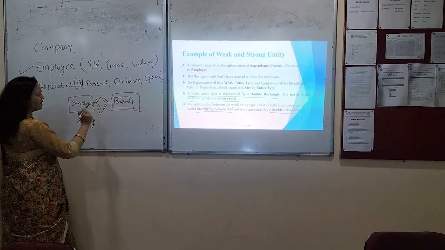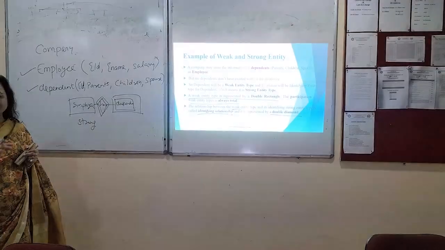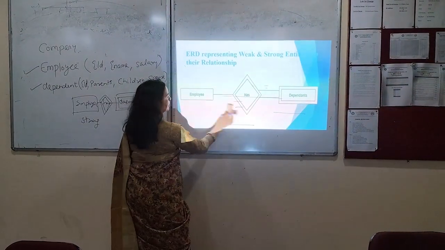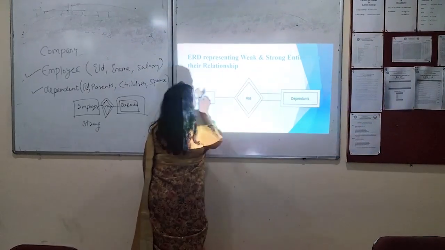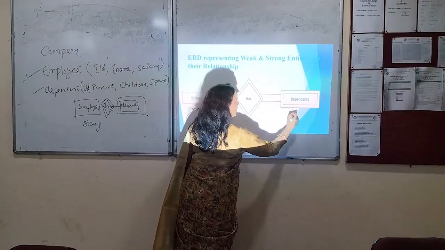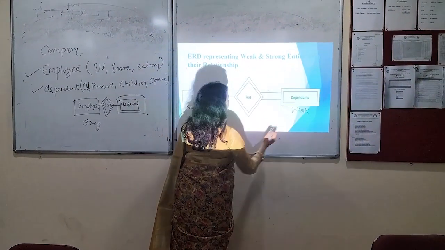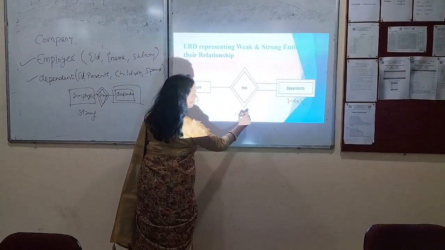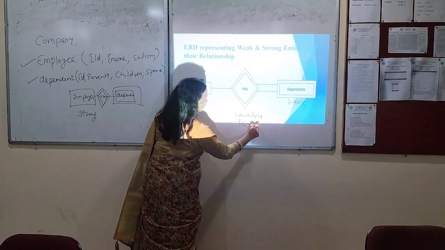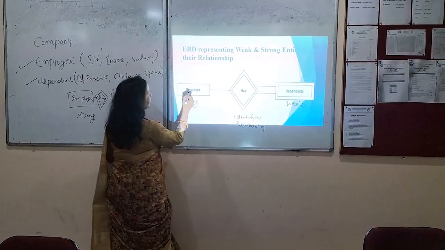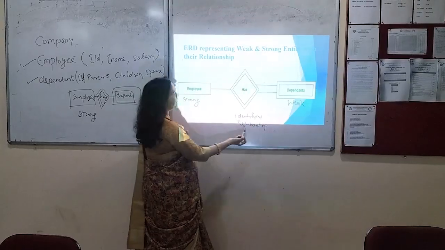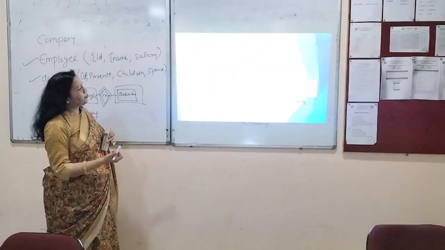So this is the relationship. Okay, I will show this in the next slide. See here, as I've told you, employee is the strong entity, right? Dependent is the weak entity, and this is the identifying relationship. So we are representing the strong entity employee as a single rectangle, the weak entity dependent as a double rectangle, and the identifying relationship as a double diamond.